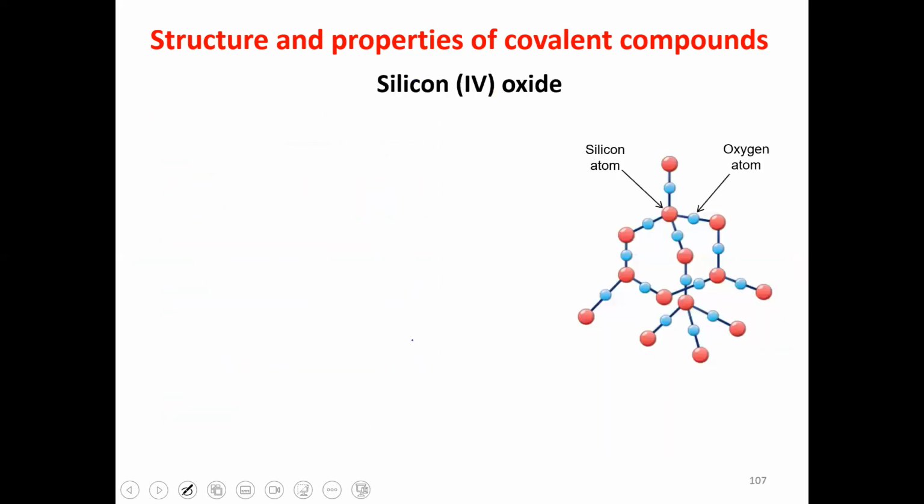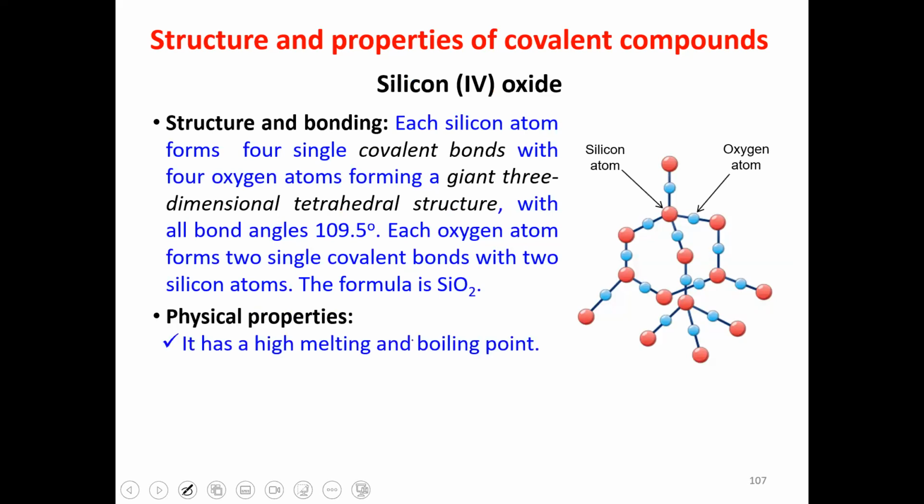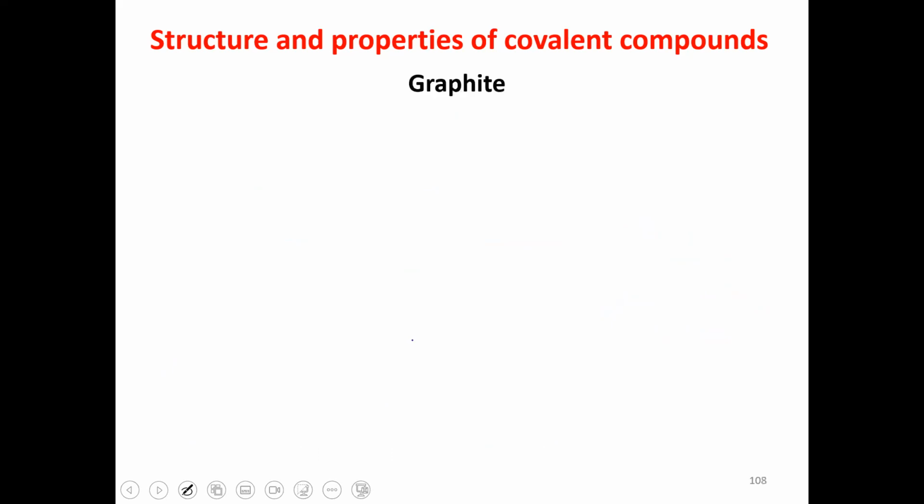Silicon dioxide is another covalent structure. In new papers, you can also find these compounds. Remember that it's a giant covalent structure, with a very high melting point, and they are very hard. They are insoluble in water.